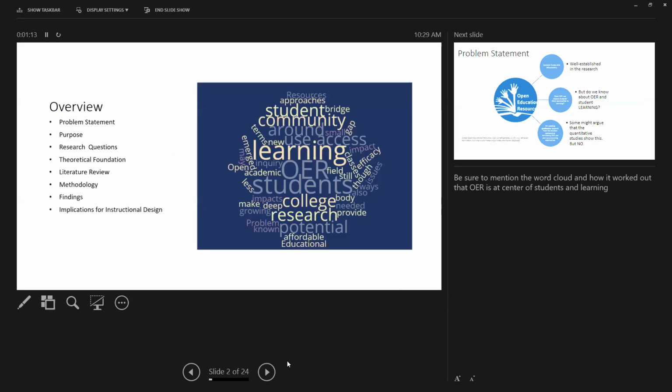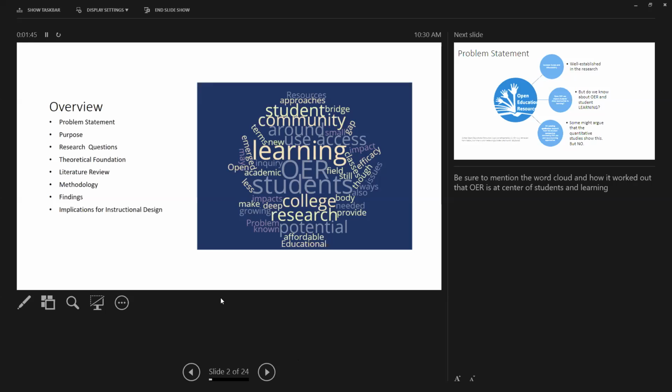For today's presentation, here's a quick overview. I will give you the problem statement in a slide. I'll talk about the purpose in a slide and show you the research questions. There are only two that drove this study. I'll do a brief overview of the theoretical foundation and lit review, since that's not really the focus of our needs, but I will provide that in a slide each, and I'll talk about the methodology, but then we'll really spend most of the time talking about findings and implications for instructional design.